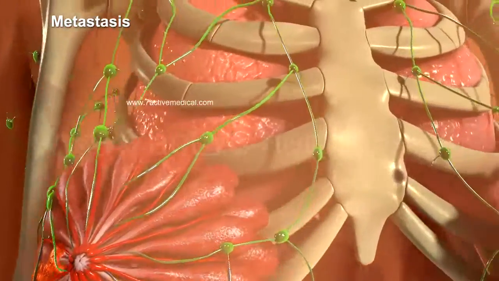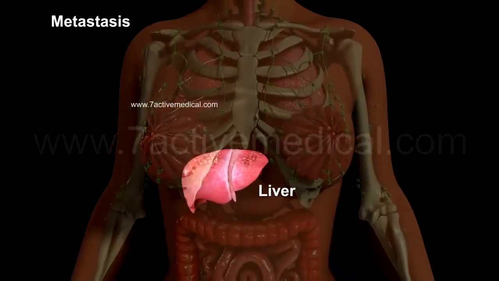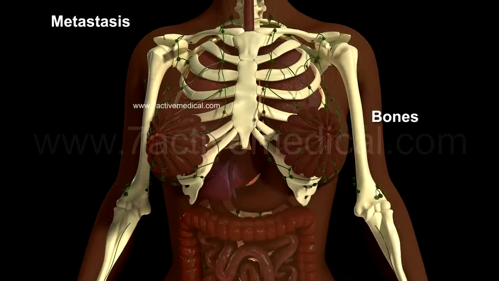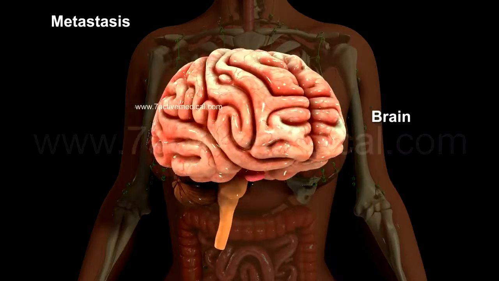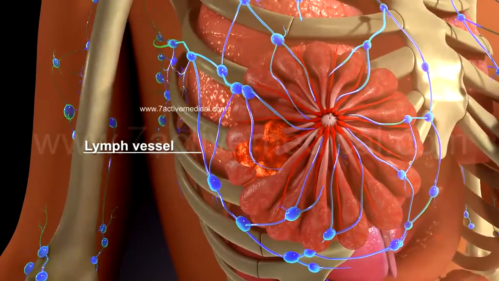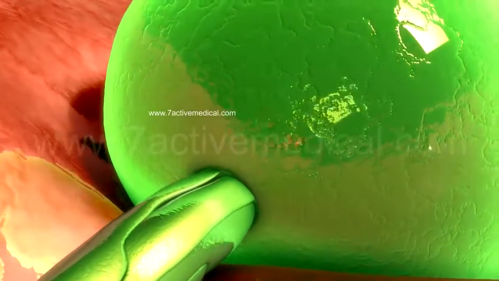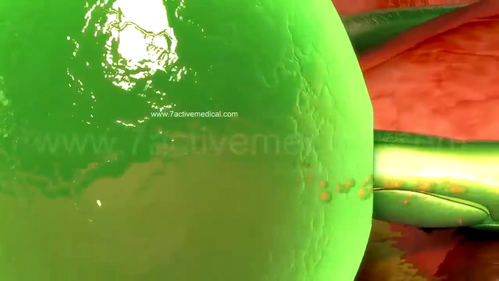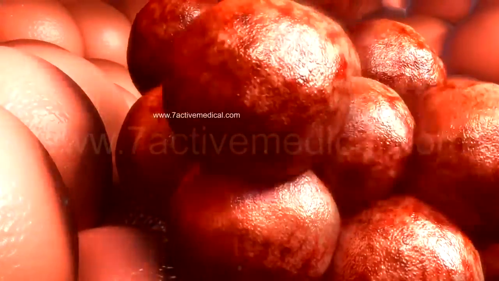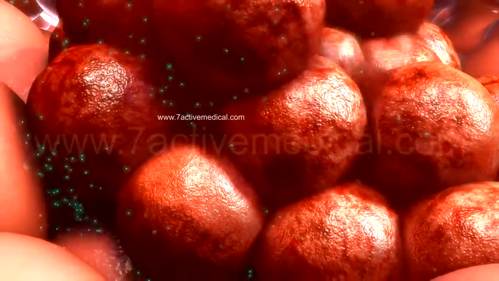Other common metastatic sites include the lungs, liver, bone, and brain. Metastasis may also occur through the lymphatic system, with cancer cells entering the nearest lymph vessels from which they migrate to the lymph nodes and the rest of the lymphatic system, spreading the cancer to the other parts of the body.